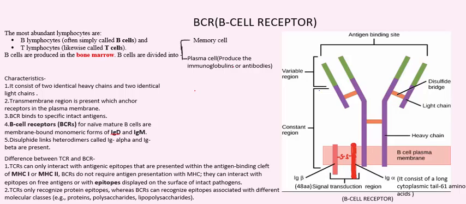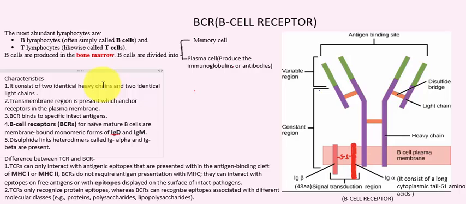Before we start, let's discuss first the lymphocytes. Lymphocytes are of two types: B lymphocyte, that is called B cell, and T lymphocyte, that is called T cell. We all know that B cells are produced in the bone marrow and the B cells are divided into memory cell and the plasma cell. The plasma cell is responsible for the production of the immunoglobulins, or you can say the antibodies. So let's discuss the characteristics of the BCR.